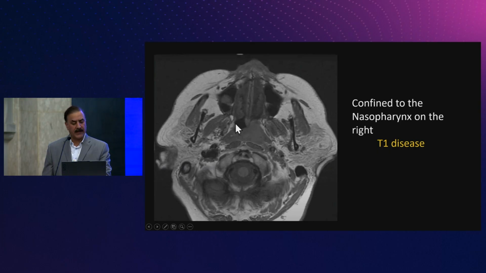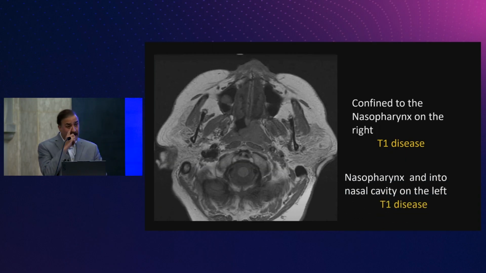So if you draw a line along the posterior aspect of the nasal septum and the mass crosses that imaginary posterior line, you get into the nasal cavity. But we said nasopharynx, oropharynx, or nasal cavity are all T1. So it will still stay at T1 even though it has entered into the nasal cavity.